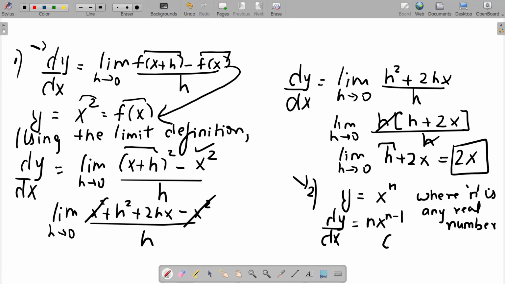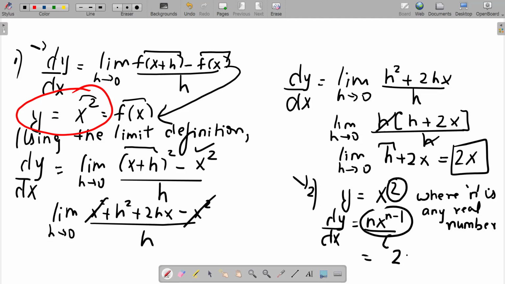And now if I apply this rule to this particular problem, I should get the same answer. So let's apply the rule. If y is equal to x square, then using this rule, it's going to be nx^(n-1). Now n is 2, so 2x^(2-1), which is 2x. See, I am getting the same answer. Using the limit definition also, it's 2x. Using the rule of differentiation also, it's 2x.